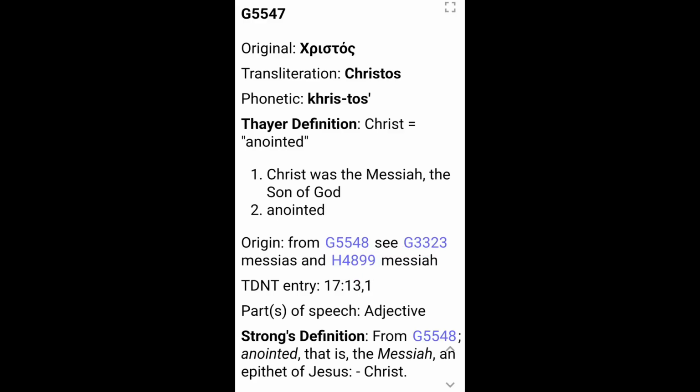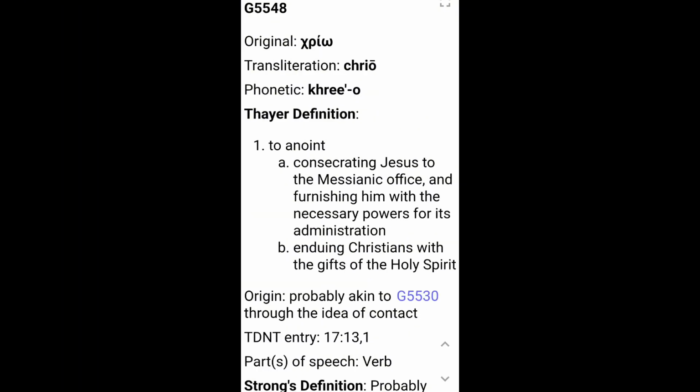It says the origin of this Greek word is G5548, which is Chi, Rho, Iota, Omega, Chrio. The definition is to anoint. And so we see the word Messiah and the word Christ both come from the word to anoint. And if it's expressed as a name, it could be the anointed one.